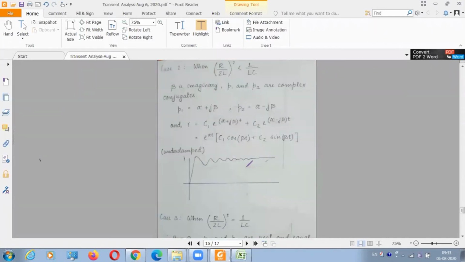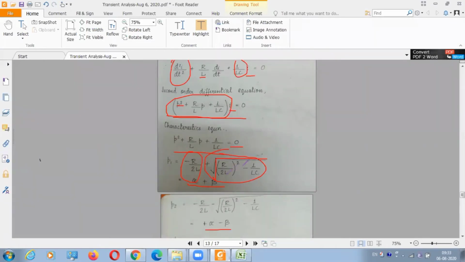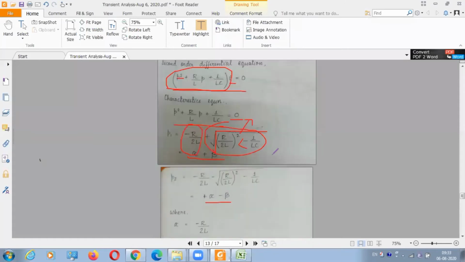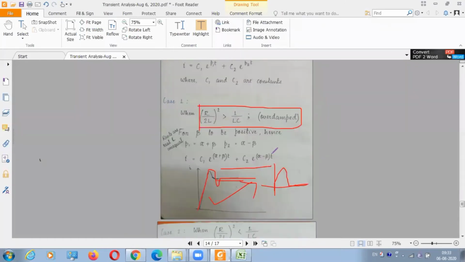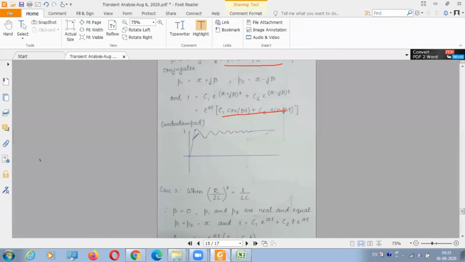Now r by 2l whole square less than 1 by lc. If this is less than 1 by lc, the term under the root becomes negative, so you will get a j form, a complex conjugate root. When the root becomes complex conjugate, the solution comes in terms of cos and sine. So your waveform becomes oscillating in nature, a mixture of cos and sine waves, and after some time it will reach steady state.